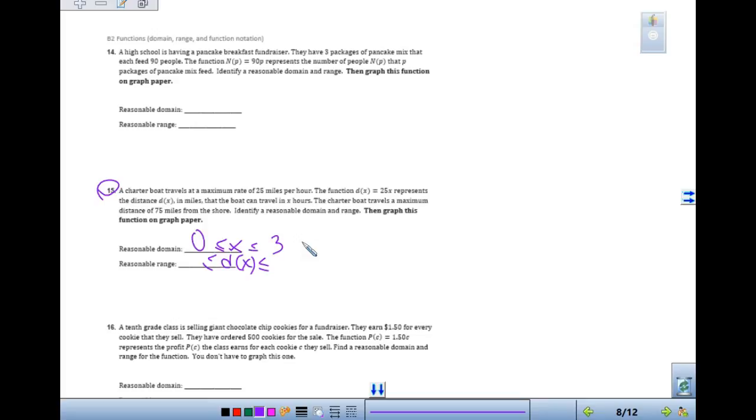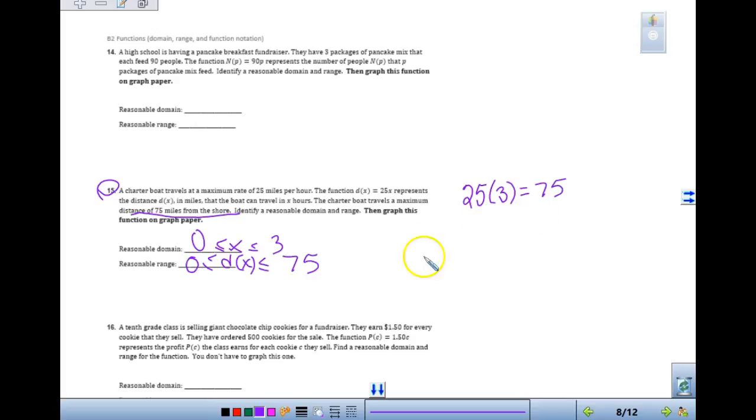Because if you times 25 by 3 equals 75. 25 times 3 is equal to 75. And they told us the maximum distance from shore is 75 miles, right? So this has to be 3. What was our maximum distance? 75, right? So they actually gave us our range, okay? And this is 0. So you had to use the information to decide that problem.